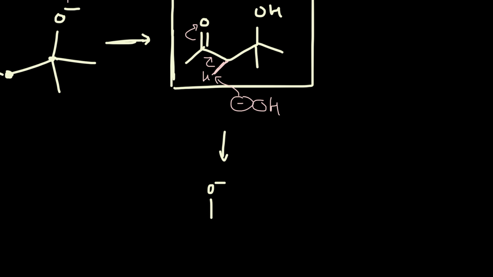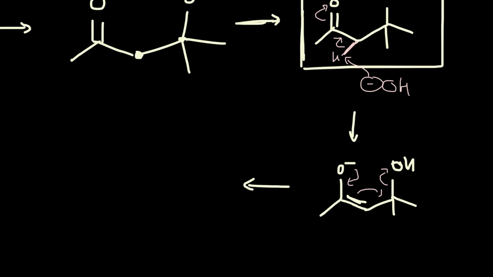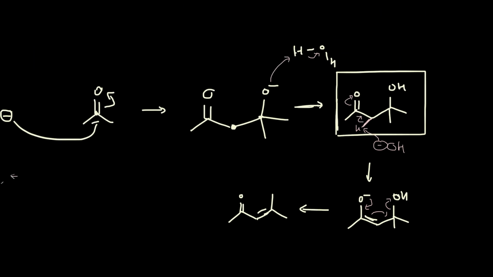into an ion. So there you have an enolate once again. And then this negative charge comes back down, push this over and eliminate the water. And that's how you get an alpha-beta unsaturated compound. So this is the Aldol reaction.